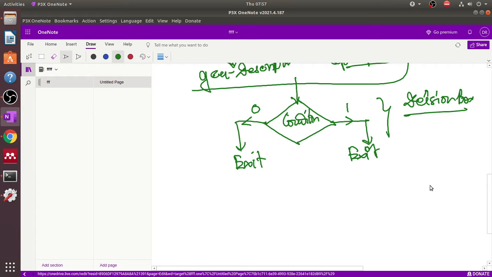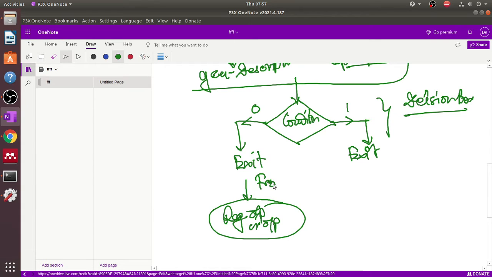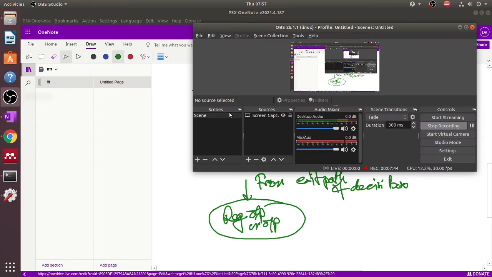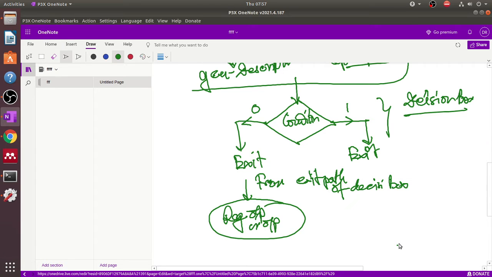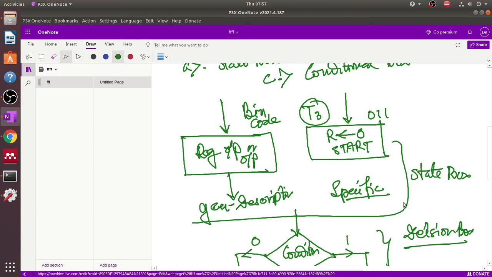Now this is one decision box and a conditional box. For the conditional box, there is a register operation or output, and this is coming from the exit path of the decision box. This is very important. This is known as the conditional box concept in a digital hardware system. This is output. This is known as the conditional box.